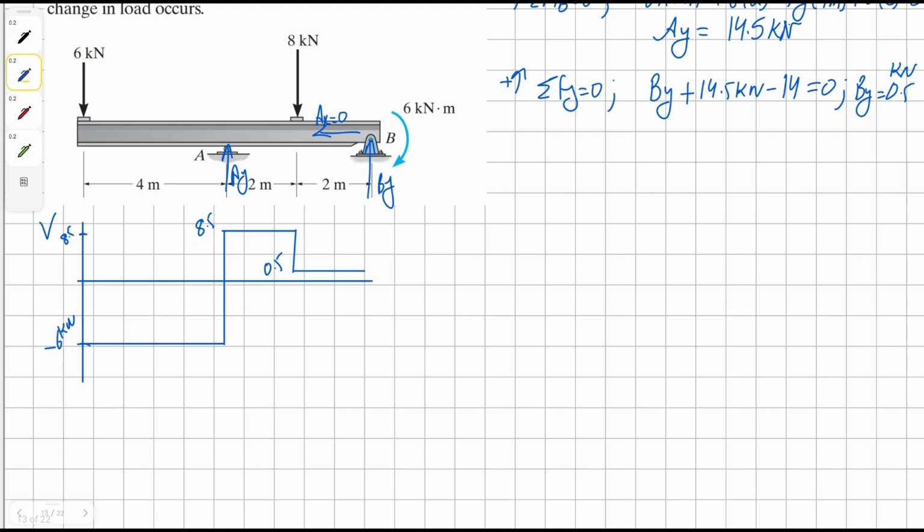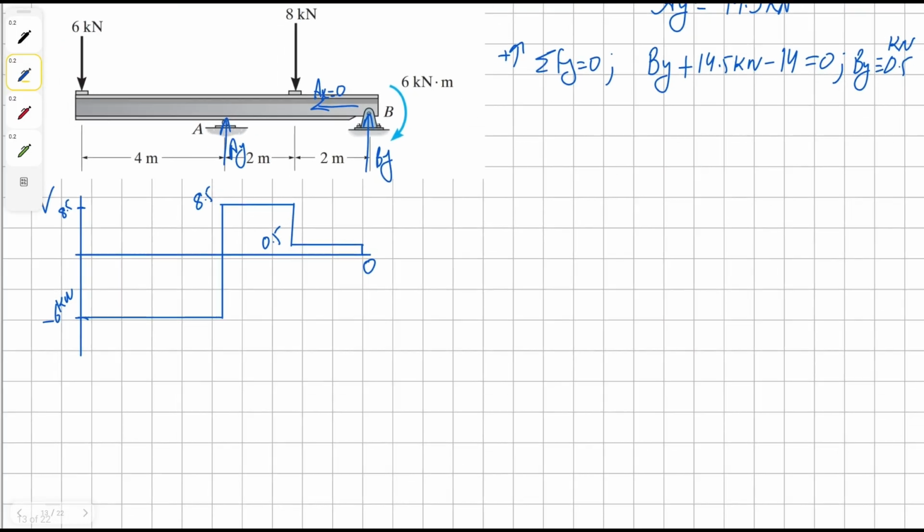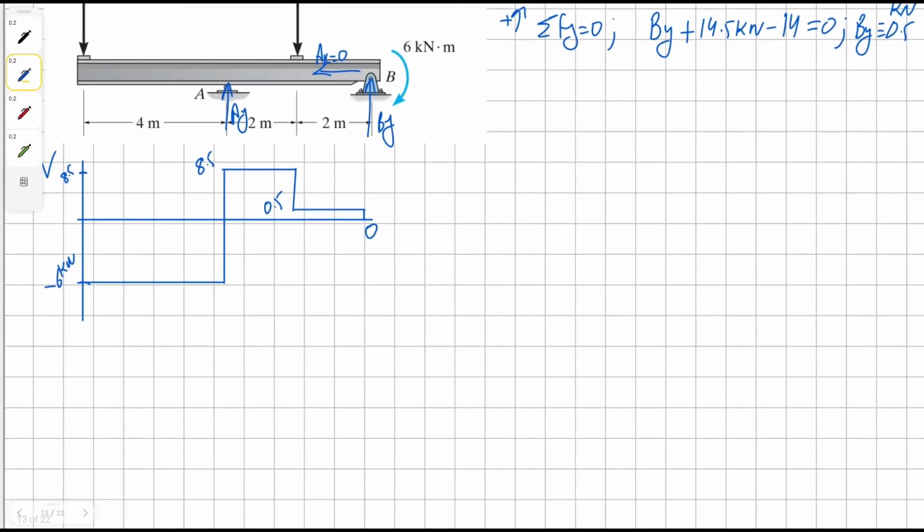At point B, we're going to go down 0.5. We get to 0. And getting our solution to 0 also means that we did our calculations correctly and we drew our shear diagram correctly as well. Okay, now we can proceed to moment diagram.